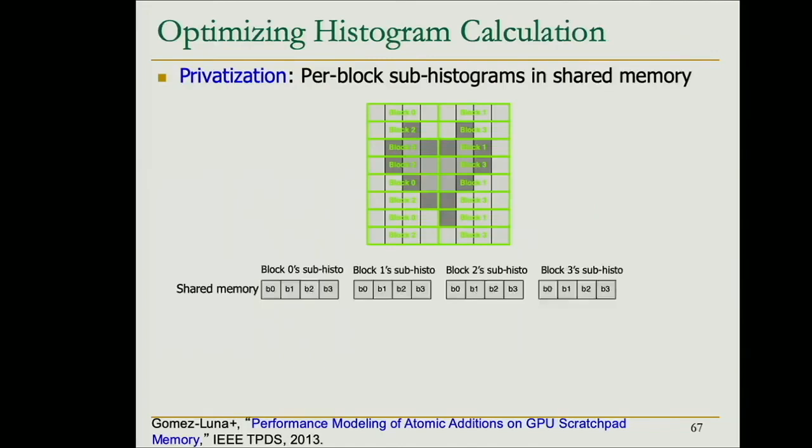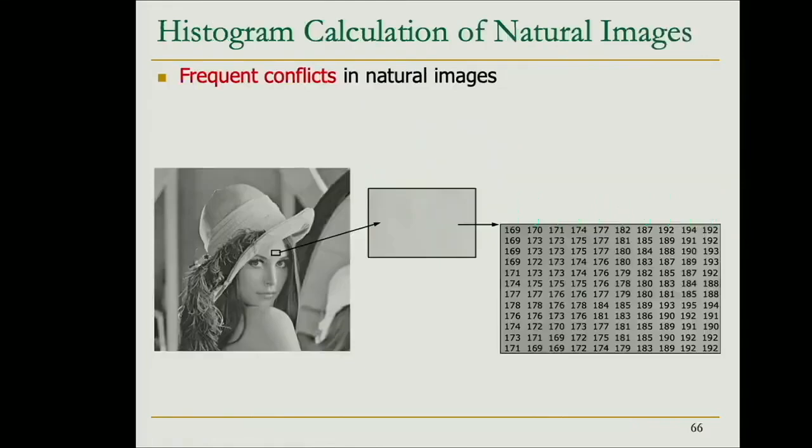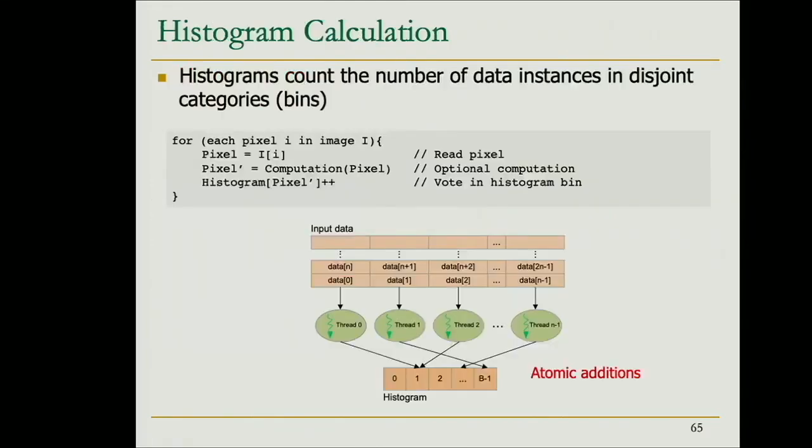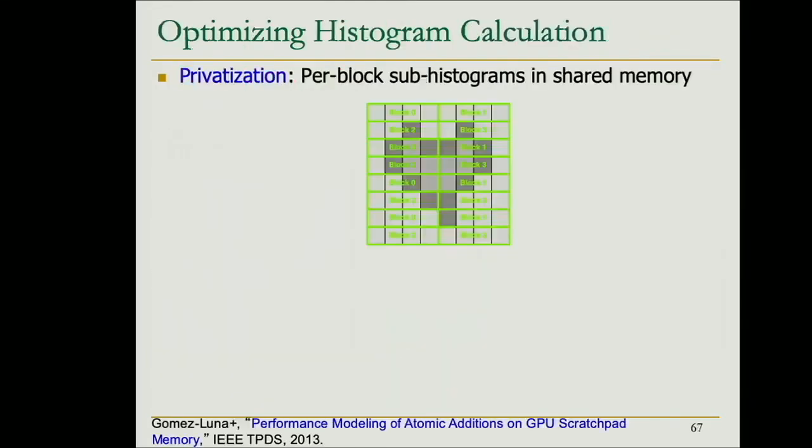So one way of dealing with all the possible conflicts that we have when generating this histogram is doing a very simple but effective technique that is called privatization. The example that I'm giving you here is a very naive thing, histogram calculation, but privatization is also applied, for example, to graph processing when you follow what is called a top-down approach.